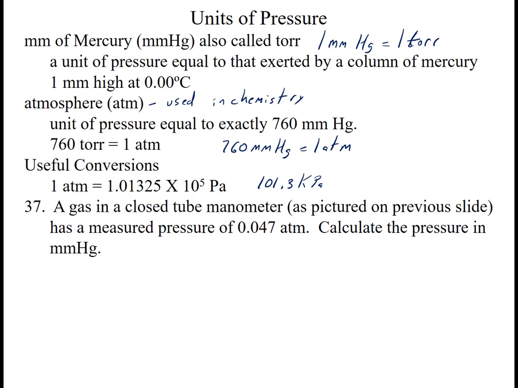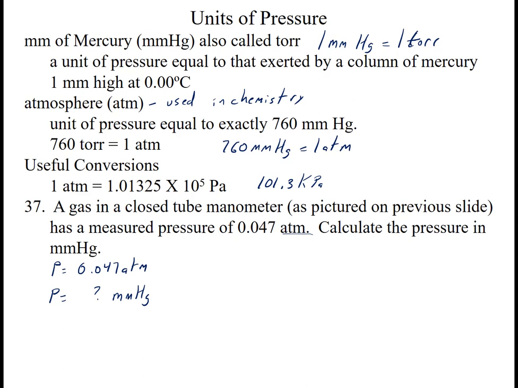So the question is, if I have a closed tube manometer, which is kind of redundant because if it's a manometer, it has to be closed, and it has a pressure of 0.047 atmospheres, calculate the pressure in millimeters of mercury. We're going to use the same strategy here. I have a pressure, and I know it's a pressure because the unit is atmospheres, and it's 0.047 atmospheres. And it says calculate the pressure, so pressure is what I want to know. This tells me it's a unit conversion, and I want that in millimeters of mercury.